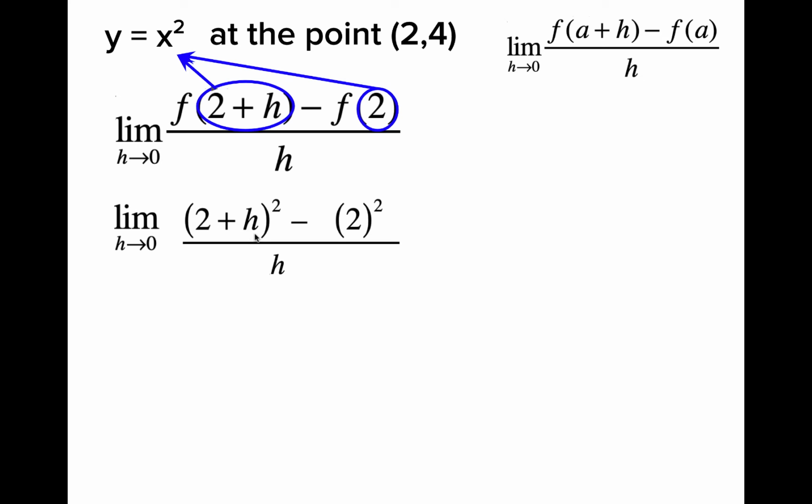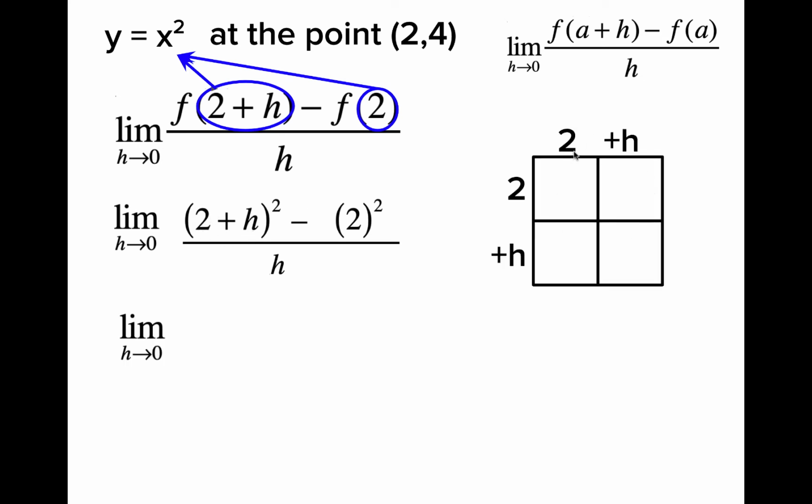You can do this by doing FOIL, or you can do the box method, which is what I end up doing over here. I'm multiplying 2 plus h times 2 plus h. So 2 times 2 is 4. 2 times h is 2h. h times 2, the number goes first, so that's 2h. And then h times h is h squared. I have to simplify this, so I'm going to write it in standard form. The exponent goes first, so that's h squared. 2h plus 2h becomes 4h, and then plus 4.